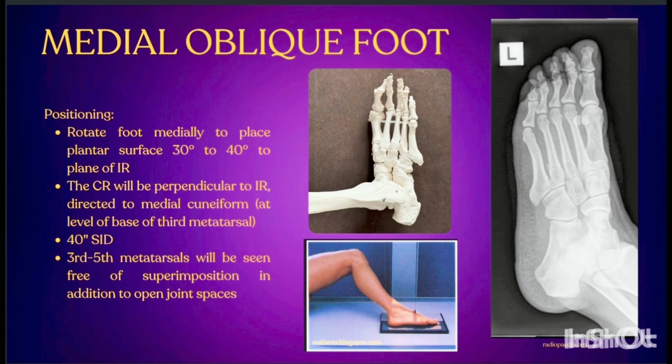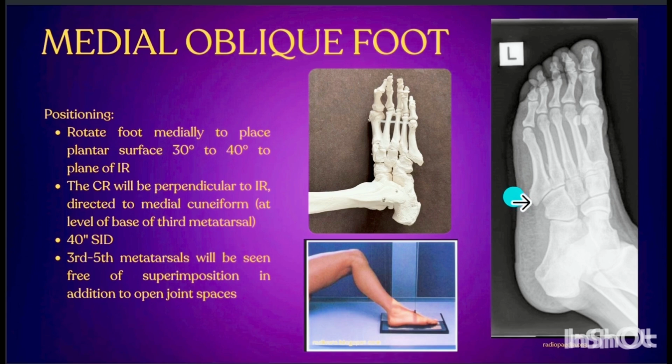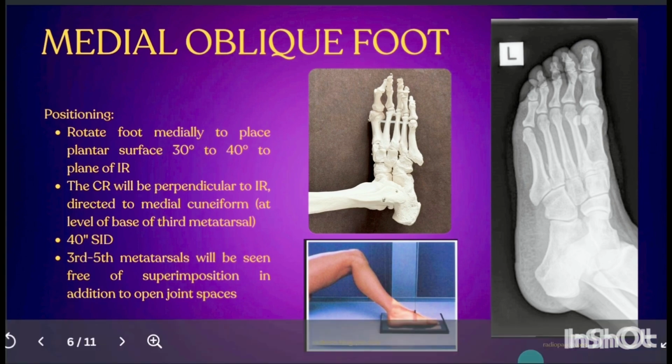The fifth metatarsal base is a common fracture site, especially for avulsion injuries. Bone fractures of the fifth metatarsal, which is seen here, and this area here, are best seen in the medial oblique projection of the foot. Make sure that you rotate the patient between 30 to 40 degrees medially so that you can see the fourth and fifth metatarsals without superimposition.